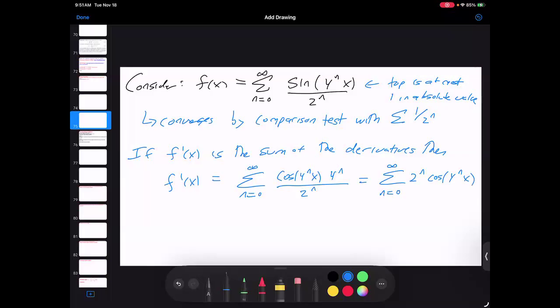Do you think that's the derivative of the function? So if we differentiate term by term, that's what we get. Do you like this function? The sum of 2 to the n times cosine 4 to the n x. Why not? Yeah. At x equals 0, we get infinity.